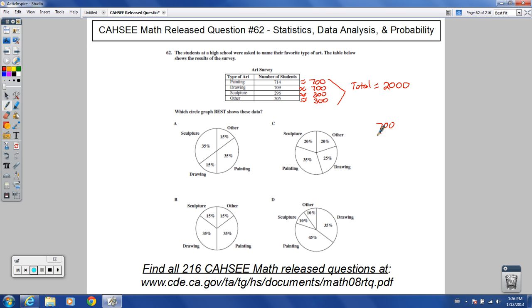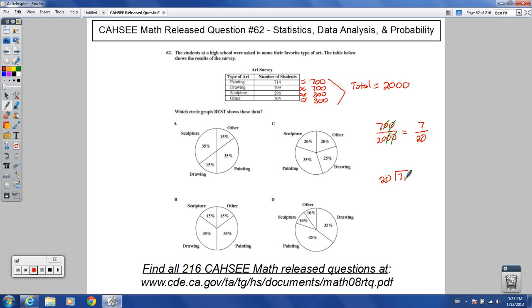You could say that like this. 700 out of 2000. You can reduce that fraction by getting rid of the same number of zeros top to bottom. And then 7 over 20. If you weren't sure what that was as a percent, you could use long division here. So 7 divided by 20.